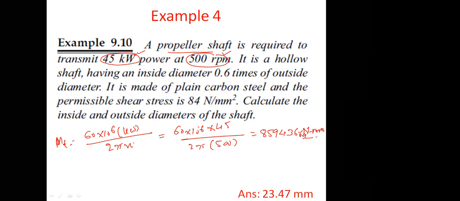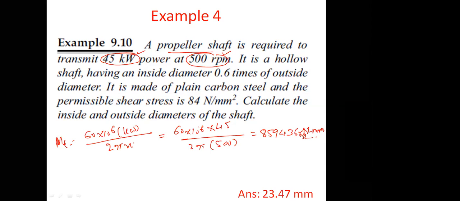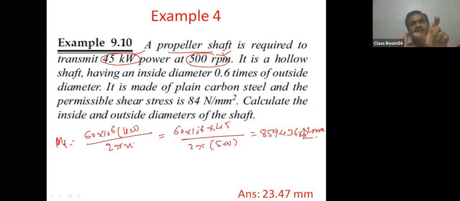So the torque can be found. Now see, in this question you got the torque directly. In the previous questions, how did we get the torque? In the previous questions there was a pulley case. On the shaft there was a pulley mounted. So in the case of pulley we found the torque by applying T1 minus T2 multiplied by the radius of the pulley. In case of gear, the torque can be found by the tangential force multiplied by the radius of the gear. And here the torque you got directly from the formula, 60 into 10 to the power 6 times kilowatt divided by 2 pi N.